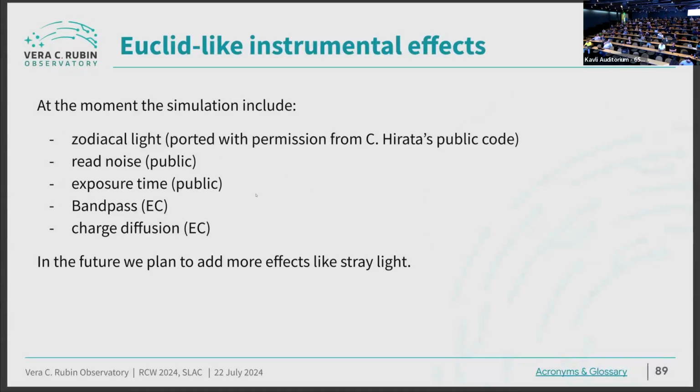So at the moment, the simulation includes various effects. For the zodiacal light, we use a very similar code as the one used for the Roman MSIM simulations. We also include the read noise and exposure time from Euclid, and the bandpass and charge diffusions were provided through the PSF. In future work, we also plan to add more effects, like for example, the stray light.